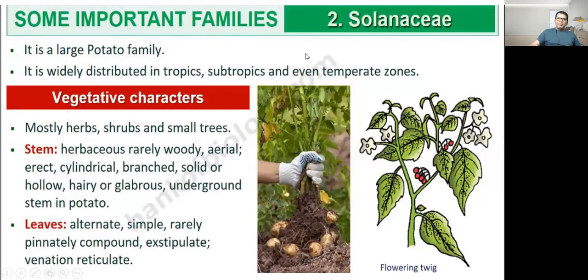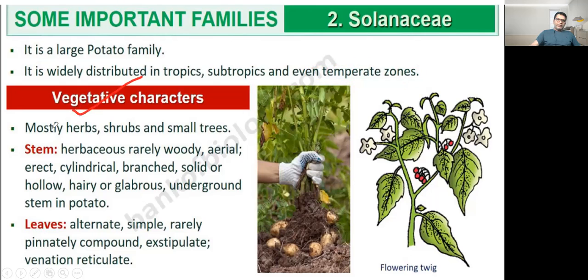Now we'll be discussing the second family, that is family Solanaceae. It is a large potato family, also known as the potato family, Solanaceae. It is widely distributed in tropical areas, subtropical areas, and even in the temperate zone. Temperate zone means colder climate.